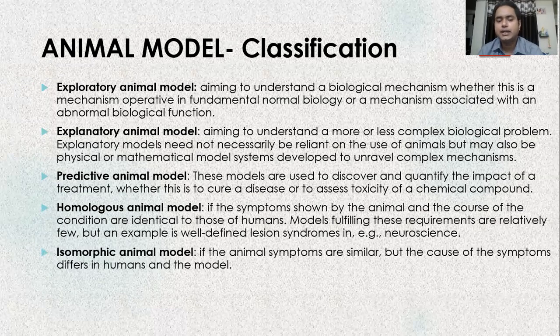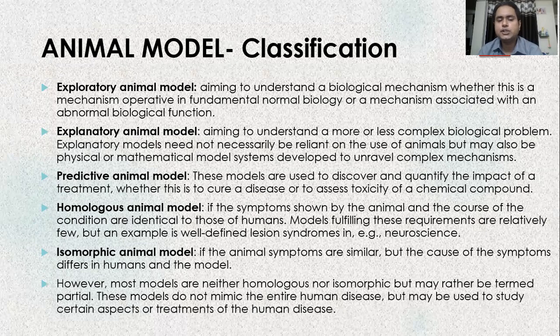The isomorphic animal model is one where the animal symptoms are similar, but the cause of the symptoms is different in the human and the model. So it is the isomorphic animal model. However, most models are neither homologous nor isomorphic, but may rather be termed partial. These models do not mimic the entire human disease, but may be used to study certain aspects or treatment of the human disease.